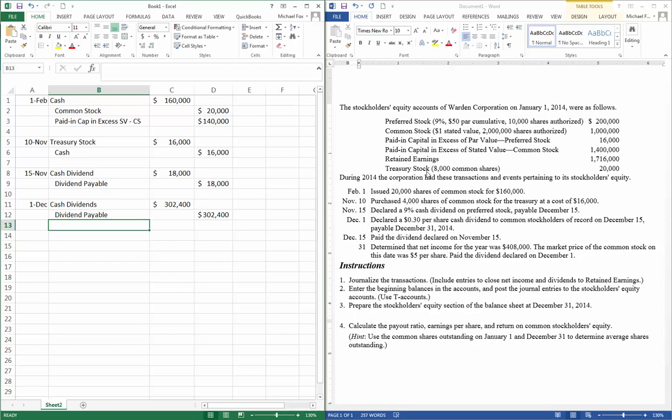Then we added another 20,000 shares that we issued on February 1st, and we subtracted another 4,000 shares bought back into treasury stock, and that gave us the total number of shares we held at the time the dividend was declared on December 1st. Multiplied that by the rate of 30 cents per share, and that's what gave us our dividend.